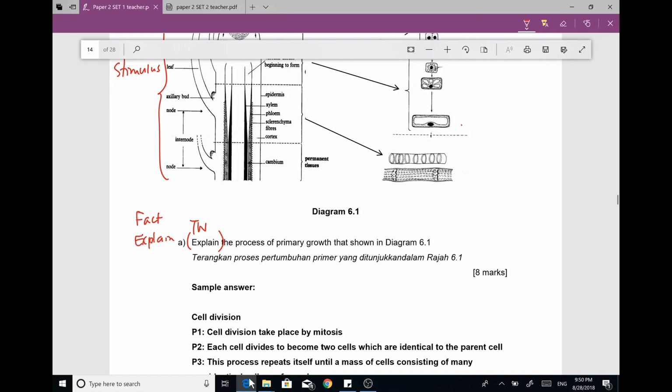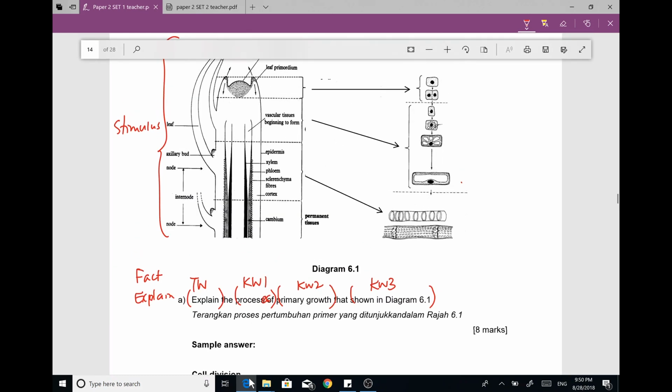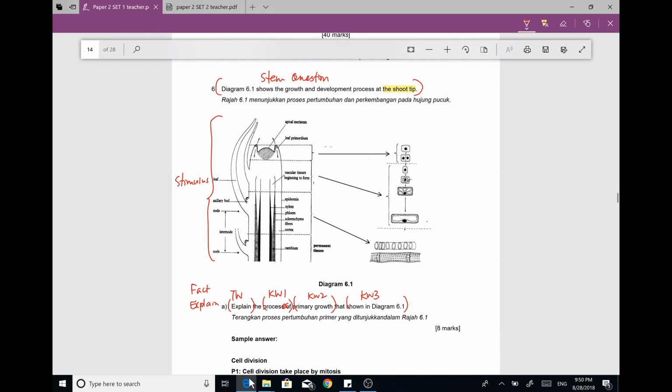And then the last component will be the keywords. In every question, there could be more than one keyword. For example, I need to mention the processes in this diagram. So the processes would be my first keyword, followed by the second keyword, which is primary growth, and it is only the primary growth on the shoot tip, not the root tip or other parts of the plant. So now, after knowing the 4 components of each question, we can start to construct ideas before writing an essay.